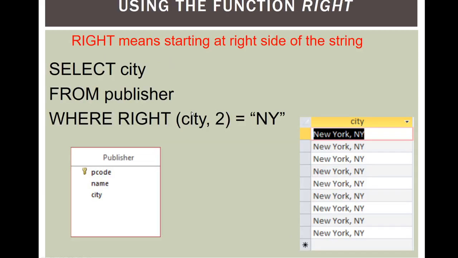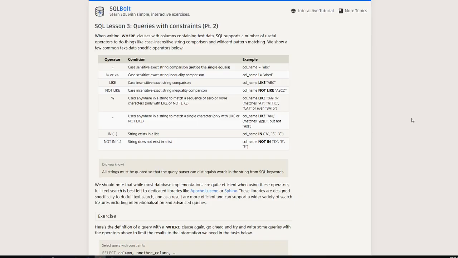And just like the function left, the opposite of this is that it's going to go to the right-hand side of the data set, and it's going to look at whatever you're specifying. So here we're saying in the column city, we're going to look at the last 2 pieces of data to the right, and equals NY. Anywhere that last 2 bits of data equals NY, then that's what it's going to return.